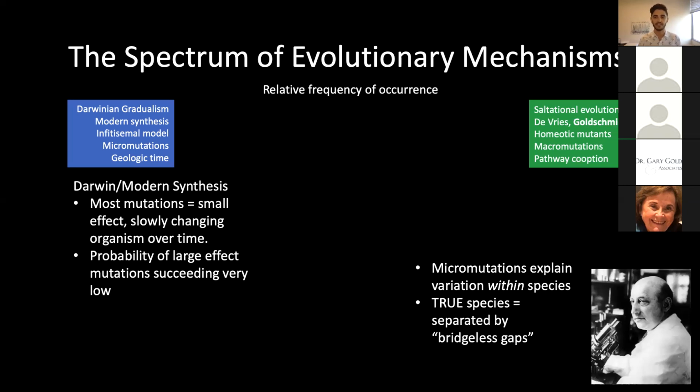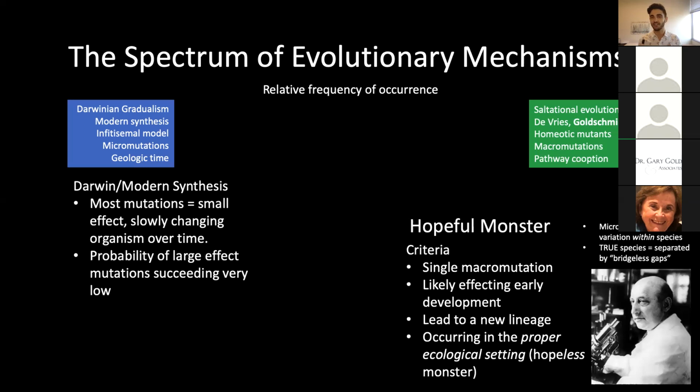So to explain away these inconsistencies, he invoked this idea of what he called a hopeful monster. It's a little campy, but it's fun. And the idea is that a single effect macromutation, a single genetic change of large effect, could drastically alter early development and create a radically different body plan in the adult organism. And this radically different body plan could lead to a new branch on the evolutionary tree, but it would have to occur in the proper ecological setting.